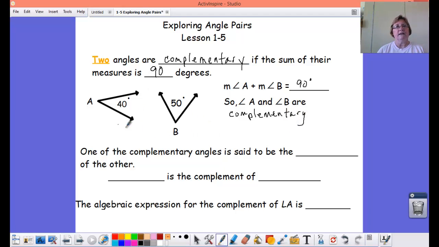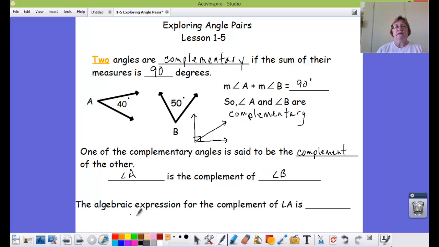Notice that those two angles do not have to be sitting next to each other, although they could be. It's also possible that we could be looking at a right angle split up into two pieces. Those angles also are complementary since their measures must add to 90 degrees. Just some other language associated with this: one of the complementary angles is said to be the complement of another. So if you see that in a book or on a quiz or test, it means that you're talking about one of the two angles in a complementary pair. One angle is the complement of the other. In this case, you could say that angle A is the complement of angle B.